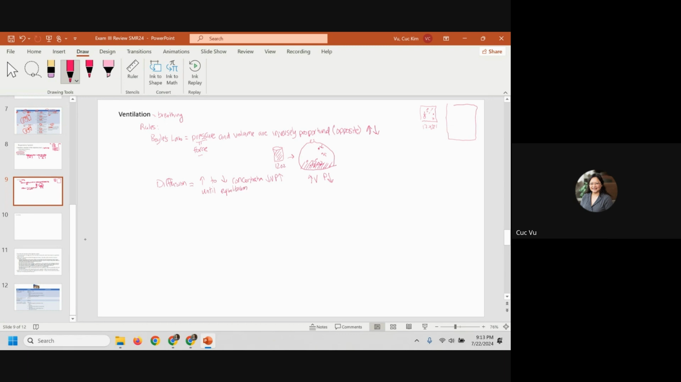Okay. All right. So between these two rules, in addition to that, I also have key muscles. What are the key muscles in ventilation? The diaphragm and the intercostal muscles. That's right. The diaphragm and the intercostal muscles.